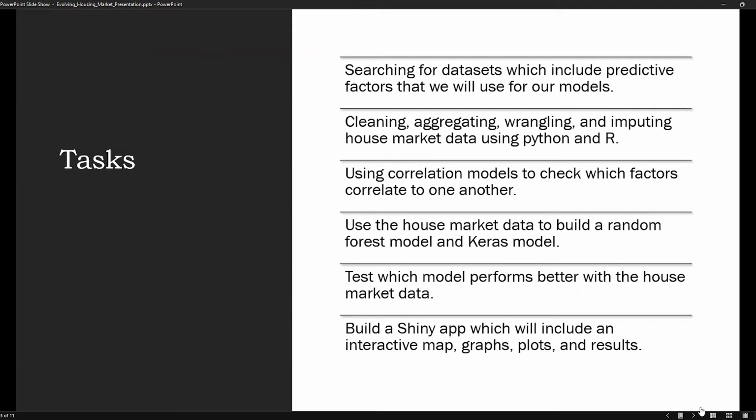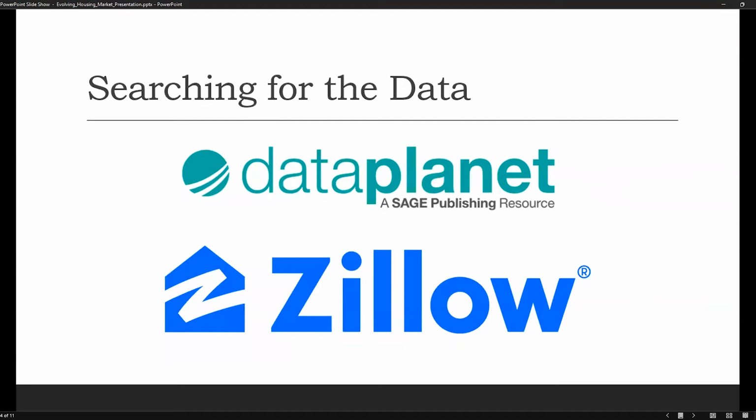Our task is pretty straightforward. We just need to search for data sets that include factors that we'll use for our correlation and predictive models. Then we will see which model performs better. And finally, we will upload all our graphs, plots, results, and interactive map on the Shiny app. When searching for our data, for our features, we used Data Planet, which is a database that we found through the U of A library. And for the target, which is our house market index, we got all that data from the website Zillow.